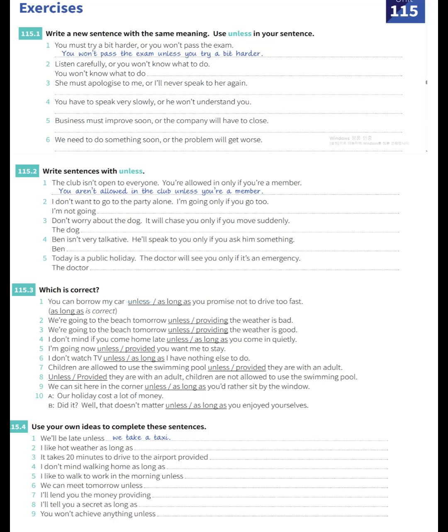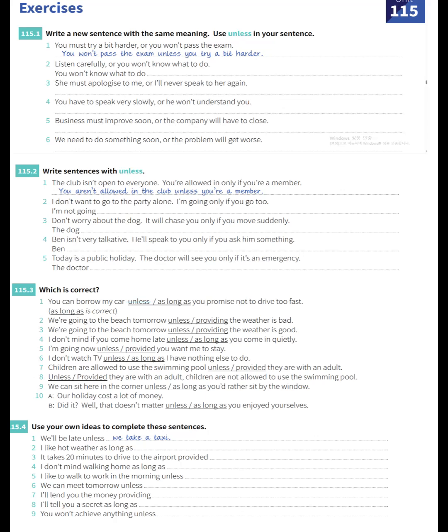So she must apologize to me or I'll never speak to her again. I'll never speak to her again unless she apologizes to me. I'll never speak to her again unless she apologizes to me. Now I'm not sure.